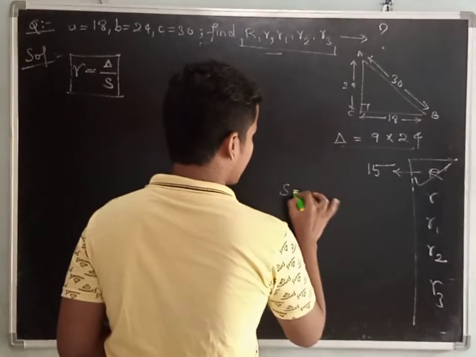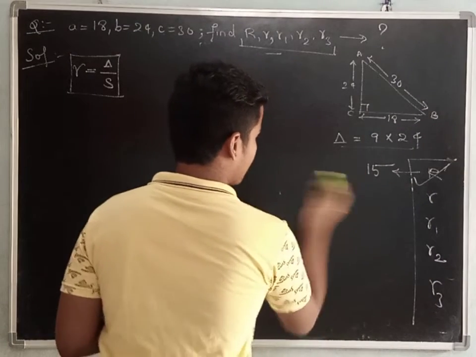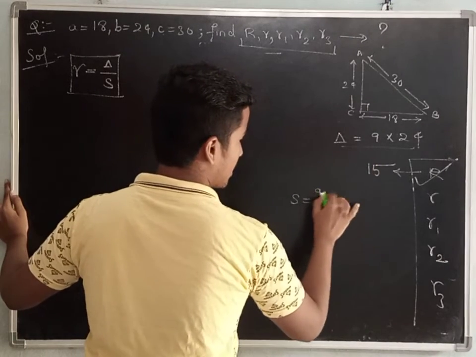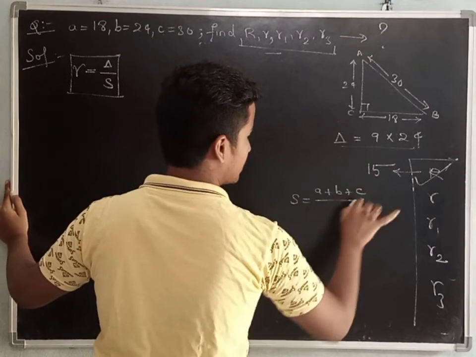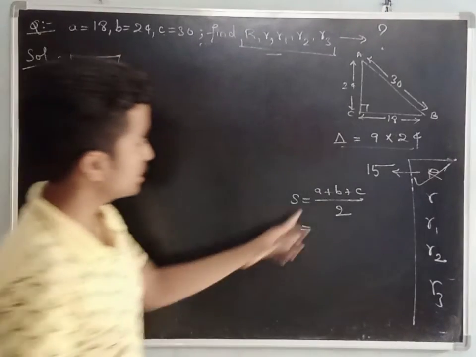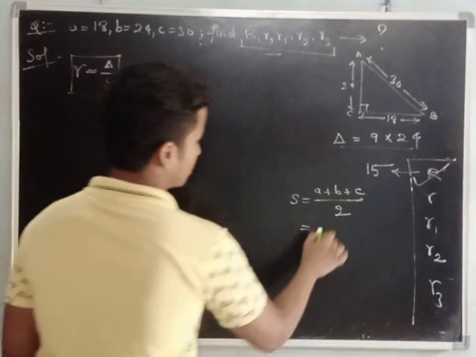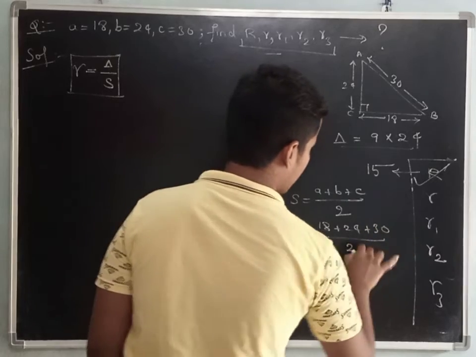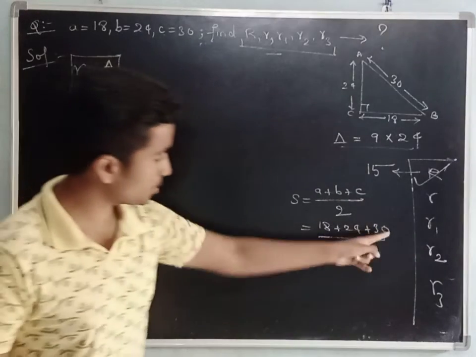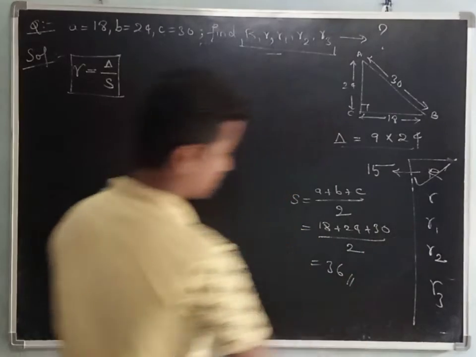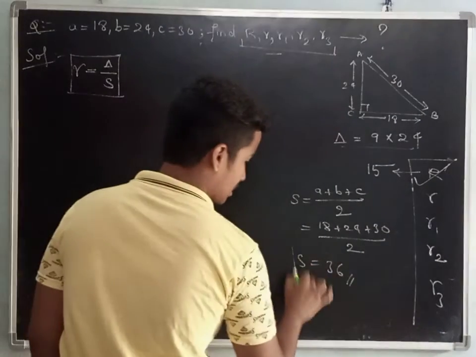Here S is nothing but A plus B plus C by 2. Let me simplify here only. A is nothing but 18. 18 plus 24 plus 30 by 2. Adding these, 54, 72 by 2, 36. S is nothing but 36.